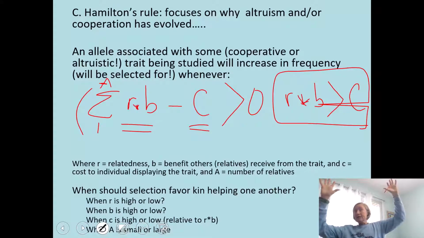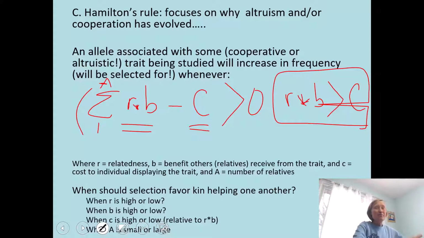There could be a big cost, but you are benefiting the 25 relatives that you live with. That might evolve. Genes associated with that cooperative behavior would be selected for over time. That's what Hamilton says. That's what kin selection is: selection for traits that may cost an individual, but will benefit that individual's relatives.